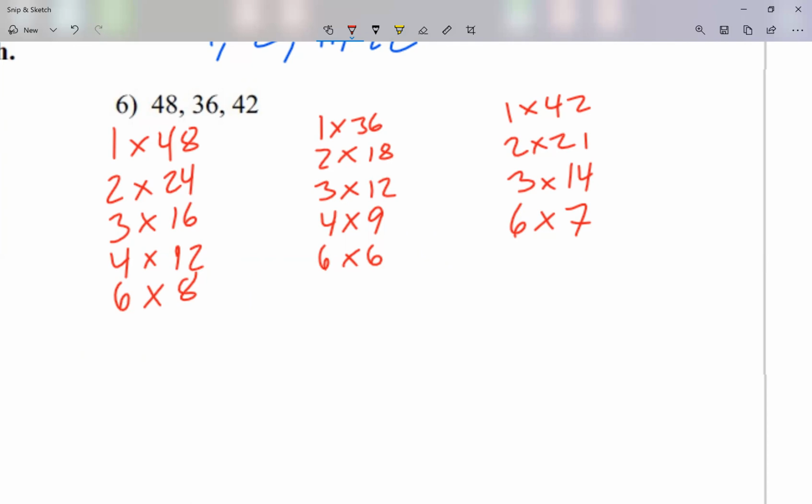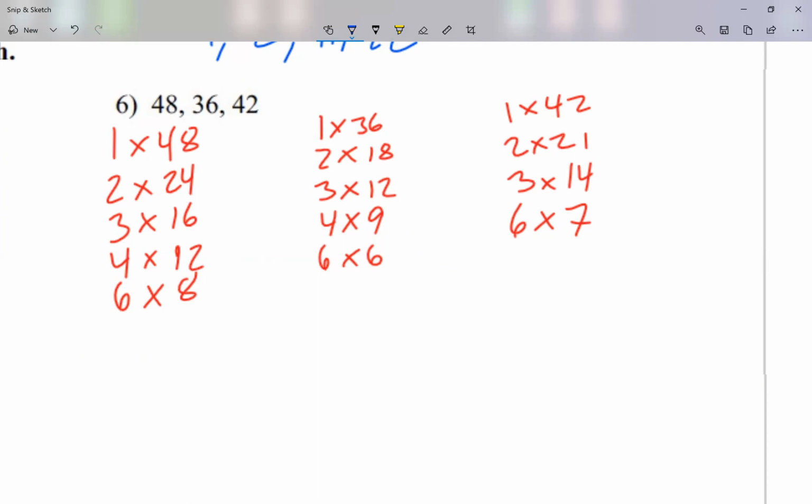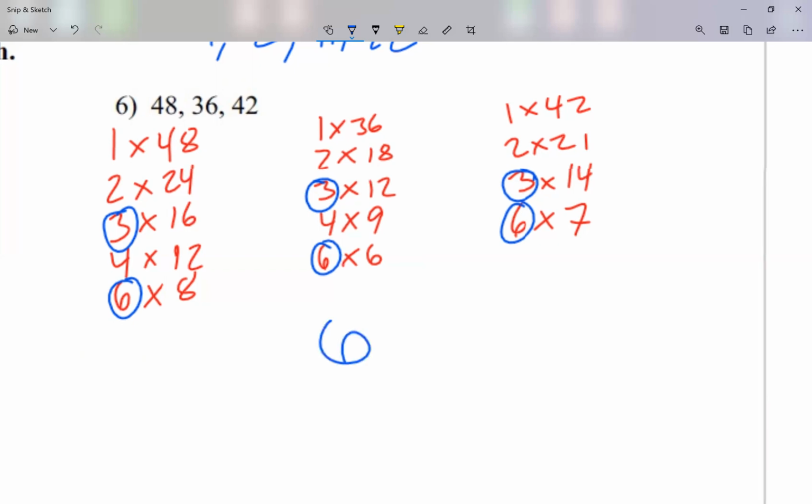Okay, so common factors, remember, are basically numbers that are factors for all 3. That's a common factor. But the greatest common factor means the biggest. So let me find a common factor to begin with. I see 3. All right, that's a common factor. Can I find a bigger common factor? Yep, I see 6. All right, so far right now, 6. Do I see anything bigger? No, I don't. So in this case, 6 is the greatest common factor.